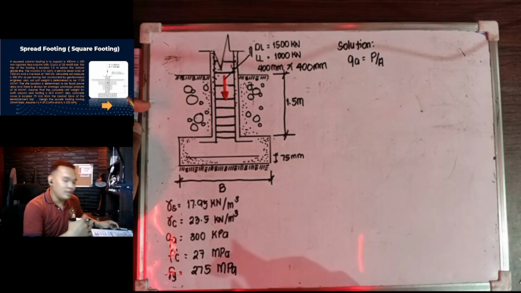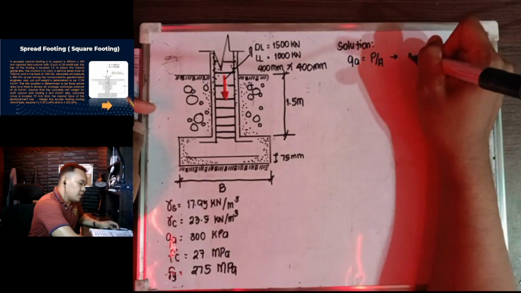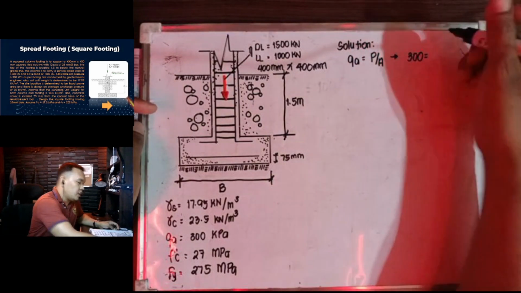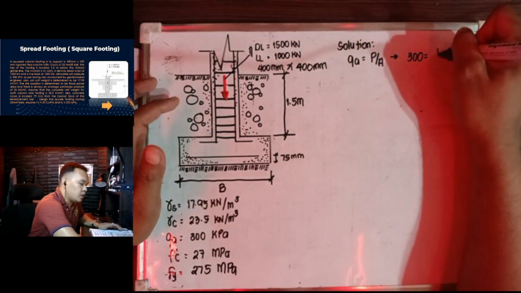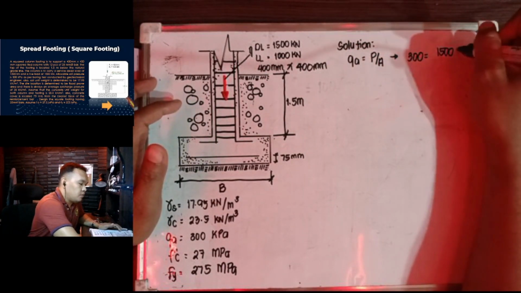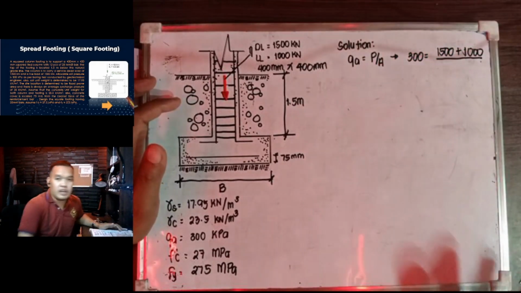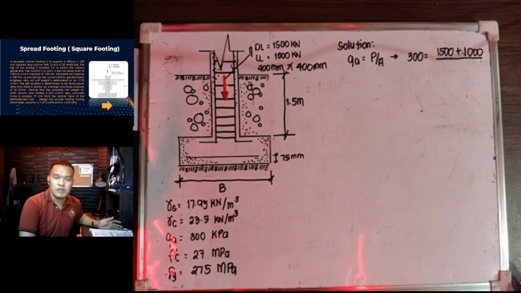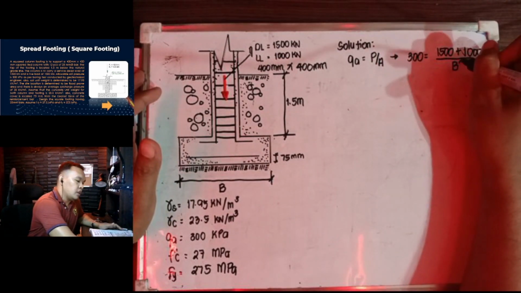No? We have here QA, which is 300. Lagay ko na lang, ha? Dito. 300 is equivalent kay P over A. Si P is 1.5 plus yung 1,000. 1,500 plus 1,000 all over the area. The area is, since square ang pinag-uusapan natin, we have here B squared, no? B squared ko na lang ilalagay.